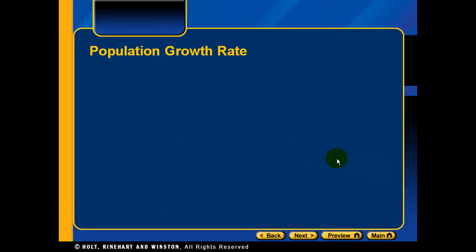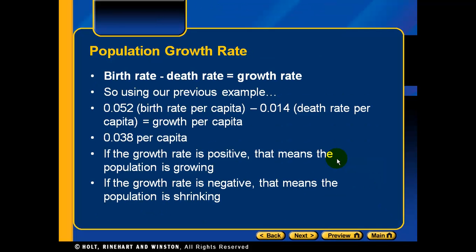To calculate population growth rate, it would be birth rate minus death rate equals growth rate. So the population growth rate is birth rate minus death rate. Our birth rate in our example was 0.052. You would subtract the death rate of 0.014, and you would get 0.038 for the growth rate per capita. If the growth rate is positive, that means the population is growing. If it's negative, that means the population is shrinking.